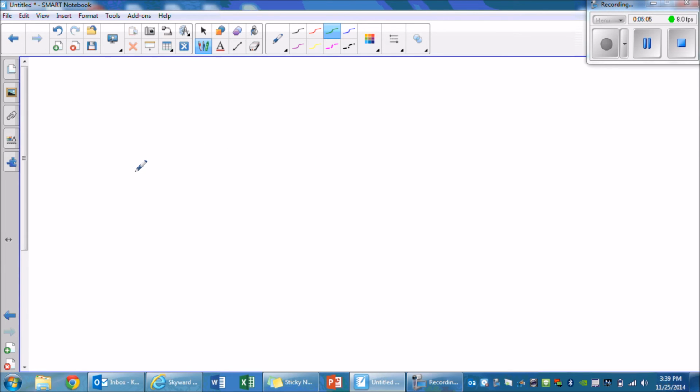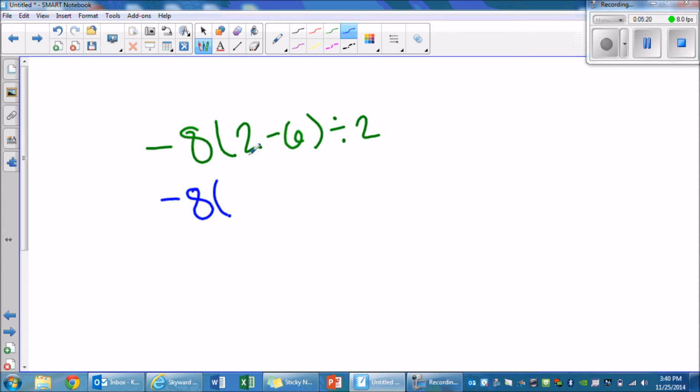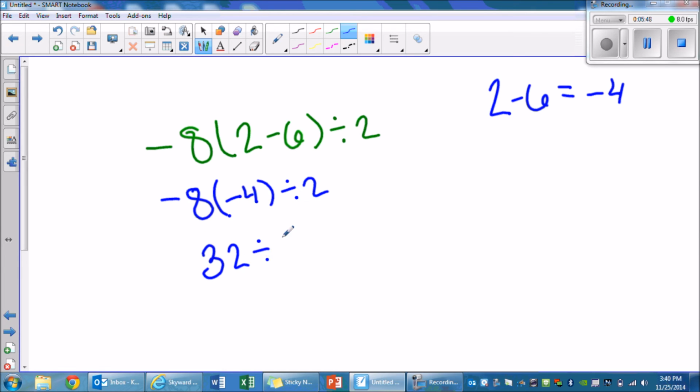I think one more example will do it. Negative 8 times the quantity of 2 minus 6 divided by 2. Okay, Aunt Sally says, parentheses first. So we're going to have negative 8 times whatever this outcome is. Well, 2 minus 6, okay, if I start at 2 and I move left 6 on the number line, you will end on negative 4. So negative 8 times negative 4 divided by 2. So since it's multiplication and division, those you just do from left to right. So negative 8 times negative 4 would be a positive 32. So now we have 32 divided by 2. So 32 divided by 2 is 16, and that's your final answer.